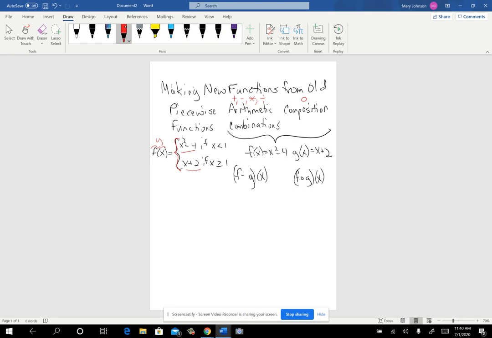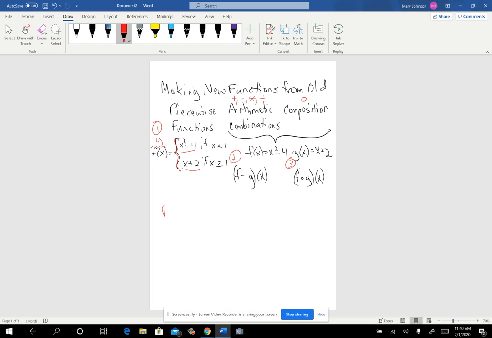With arithmetic combinations, I'm going to do the example of, what if I created a new function by taking f and subtracting g? And with composition, I'm going to look at what it means if I say the composition of f with g. How do we do that? What is that equal to? Let's look at each of these examples. This will be my first example, this will be my second example, and this will be my third.